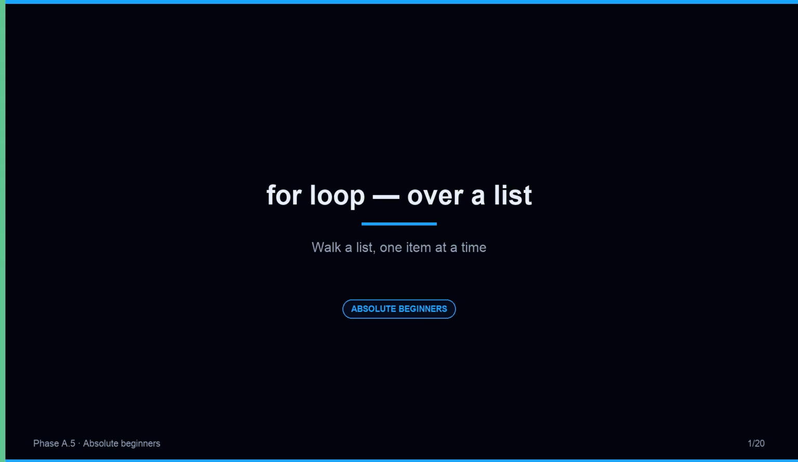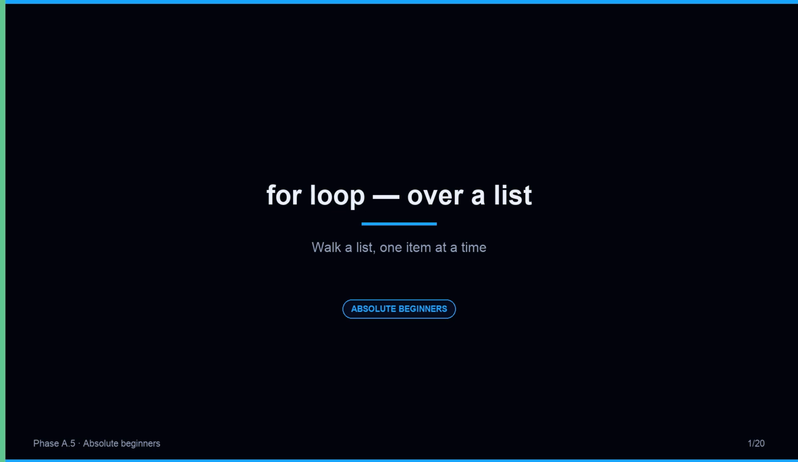Until now you have written code one line at a time, top to bottom, and that is fine for simple work. But lists hold many items, and soon you will want to do the same action for every item inside. Print each name. Total each price. Search for a value. Doing that by hand, one variable at a time, does not scale. Python gives you the for loop exactly for this. Today, for over a list.